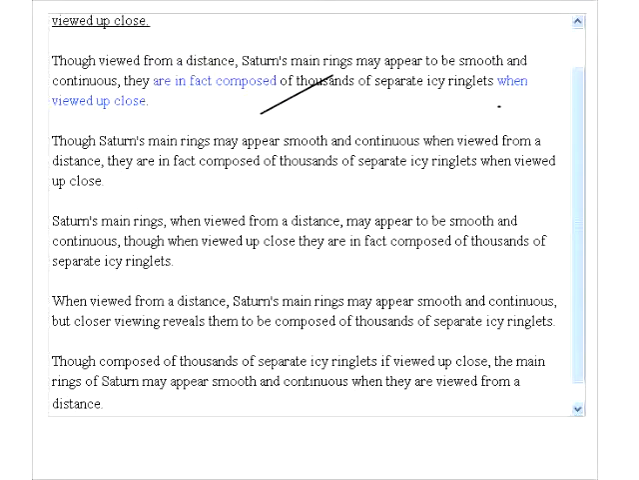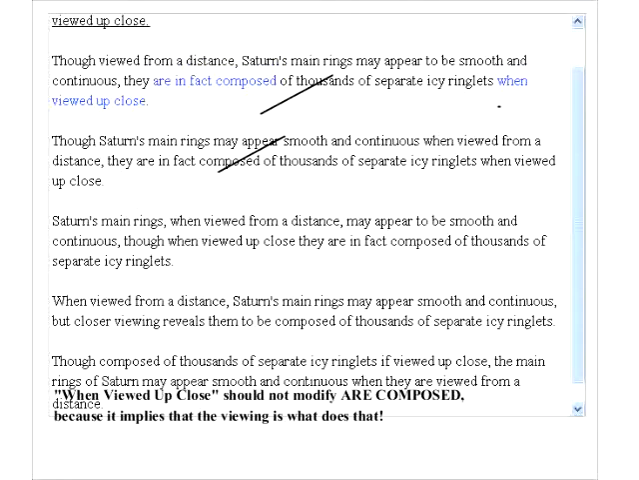What else makes the same mistake? Does B make the same mistake? Yeah, it does, right? They are, in fact, composed of thousands of separate icy ringlets when viewed up close. No, no, no. They're composed of thousands of separate icy ringlets always, right? So let me put this down here. When viewed up close should not modify are composed, because it implies that the viewing is what does that, right?